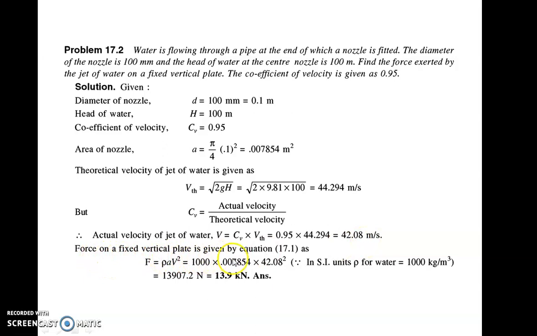and hence the force on the fixed vertical plate can be given by force is equal to rho a v square, where rho is 1000, and a is the area of the jet, which is calculated as pi by 4 into 0.1 square, since the diameter is 0.1 meter, so it is 0.007854 meter square. So rho a v square again gives you the force exerted by the jet on the fixed stationary vertical plate. It is coming as 13.9 kilonewton. So these are very simple numericals.